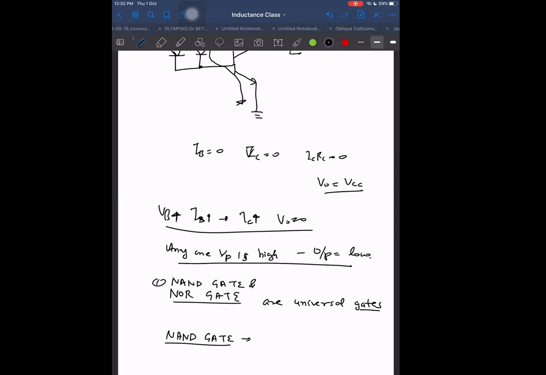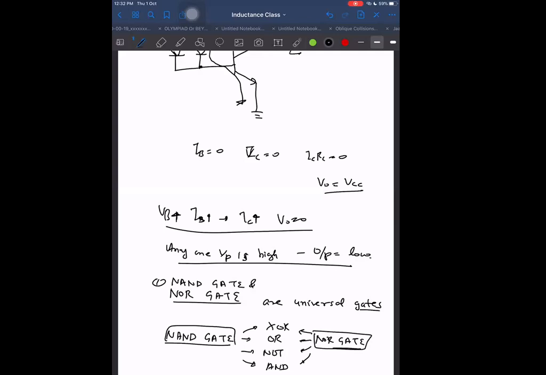We can form OR gate from this. We can form NOT gate from this. We can form XOR gate from this. We can form AND gate from this. Any gate we can form using NAND gate. Similarly, any gate we can form using NOR gate also. Therefore, these two are called universal gates.